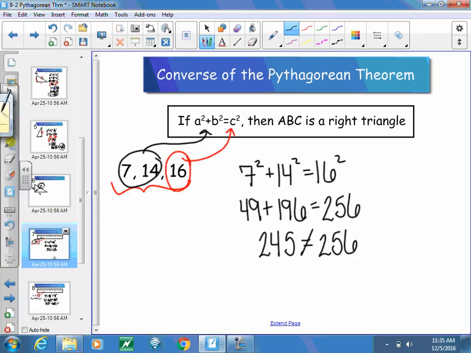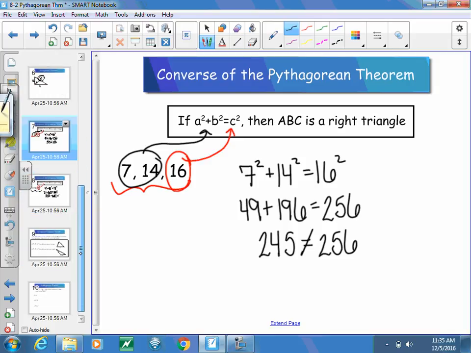Again, prior to this one, I had 245 does not equal 256. So 7, 14, and 16 would not fit the 3 sides of a right triangle.